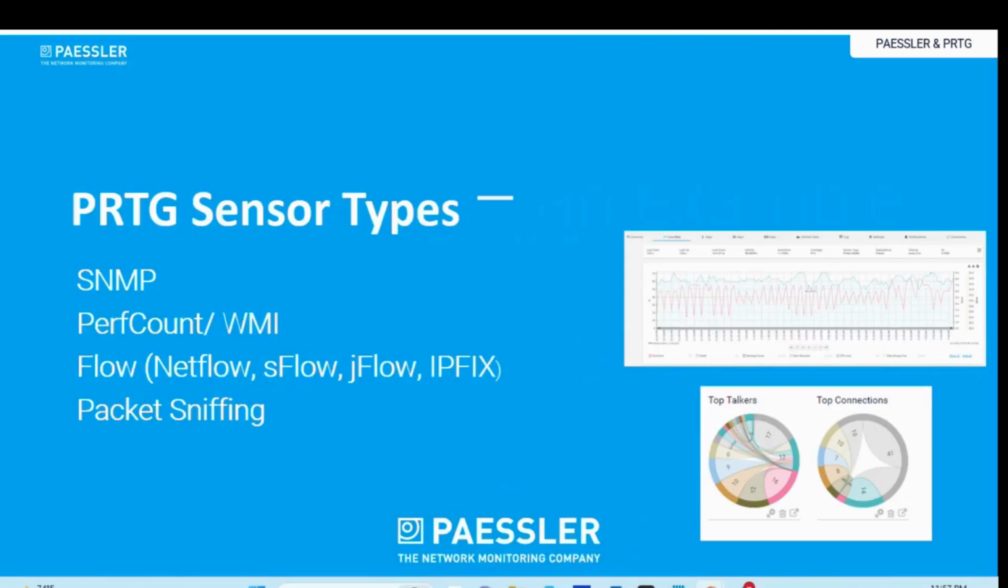For bandwidth monitoring, we have multiple sensor type options. SNMP bandwidth monitoring is there, WMI, flow sensors are there, and packet sniffing is there. It depends on what output you would like to get from a bandwidth monitoring sensor. According to that, we can suggest you go for SNMP, flow sensors, or packet sniffing. But yes, we have multiple options for bandwidth monitoring.